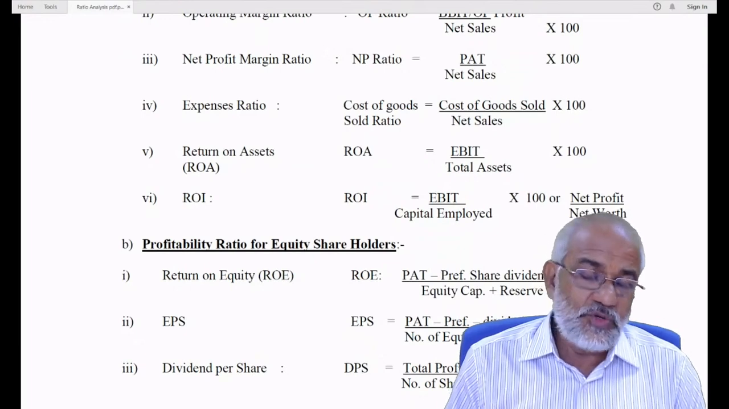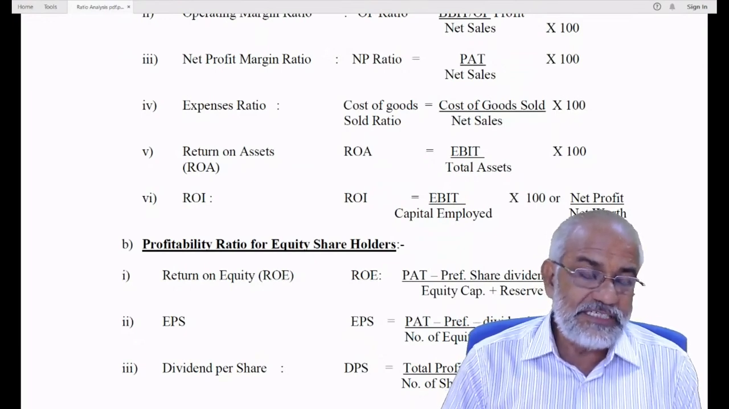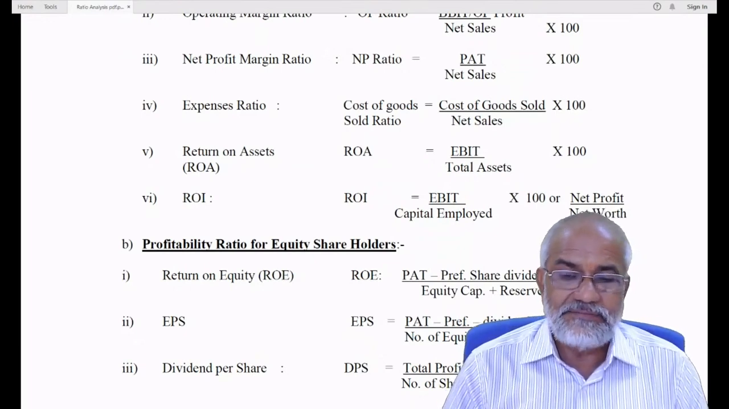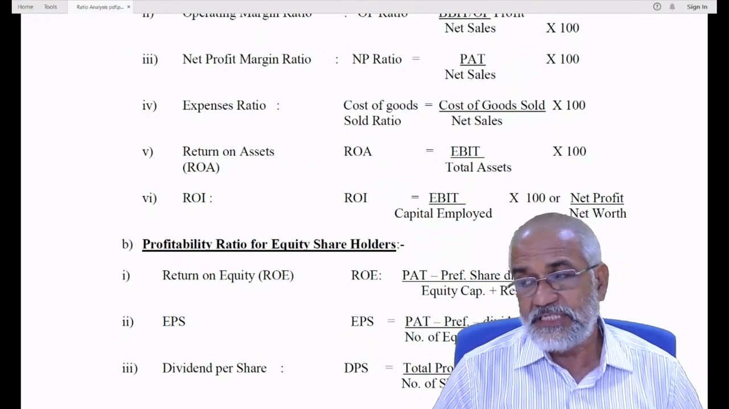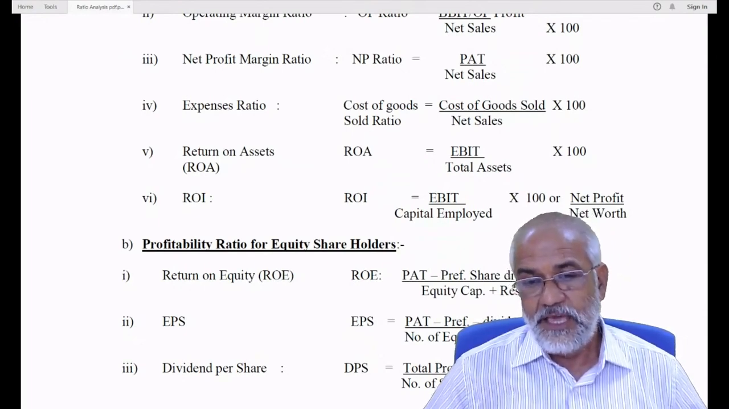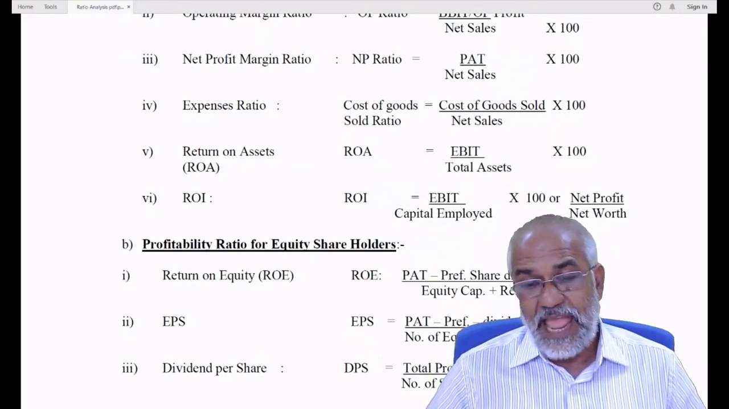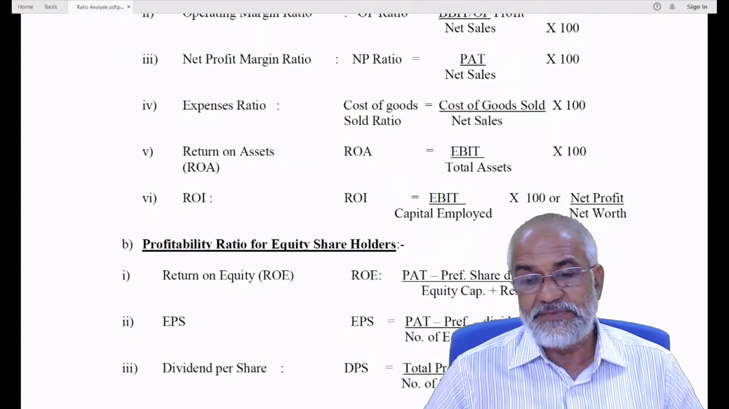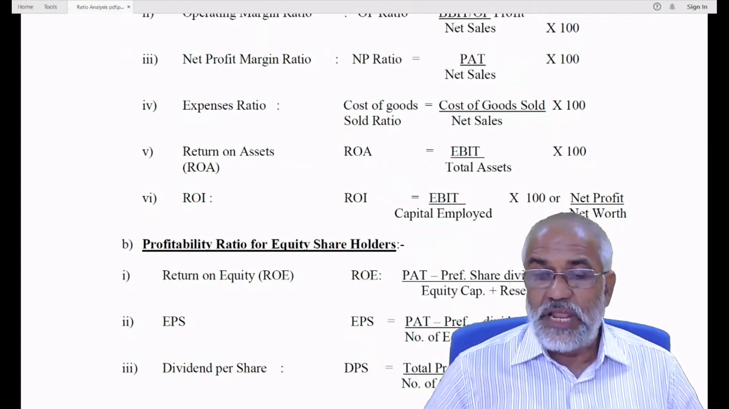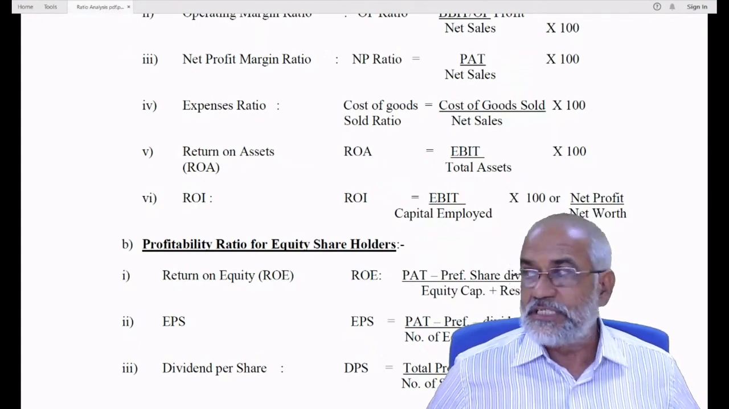Then the most important ratio coming thereafter is EPS, earning per share. It is not expressed in terms of percentage, it is expressed in terms of rupees. How is it calculated? The earning per share is calculated by profit after tax minus preference dividend, and the whole has to be divided by the number of equity shares.